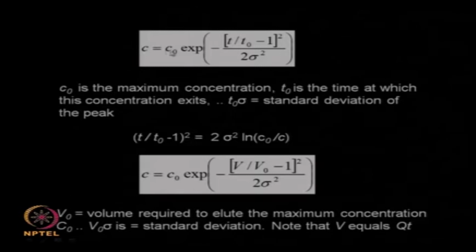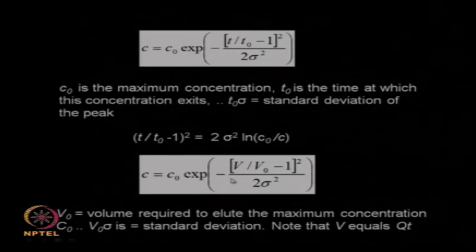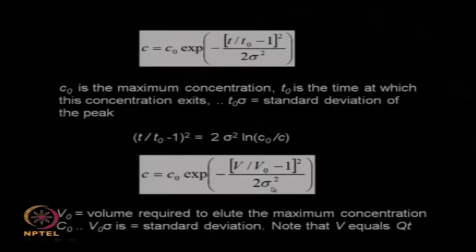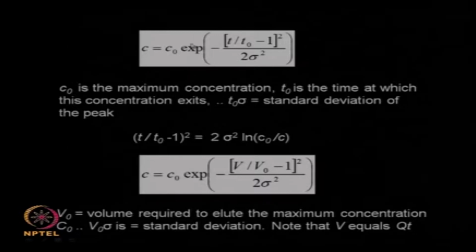So we can take the logarithm of this equation, and you will end up with (T/T0 − 1)² = 2σ² ln(C0/C). Just like time, that is retention time, we can also have an equation for volume V. So C = C0 exp(−(V/V0 − 1)²/2σ²). V0 is the volume required to elute the maximum concentration, that is, at that particular volume you will get the peak max, and here σ will be your standard deviation.